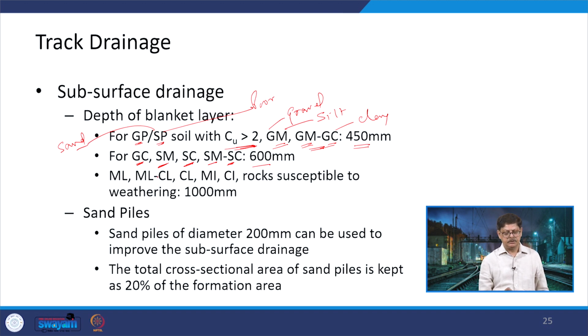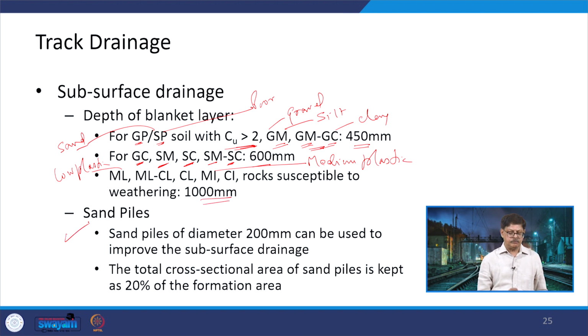So, this is ML. Now, here we are talking about L. So, this is low plastic, I is for medium plastic. In this case, it goes to 1000 mm.